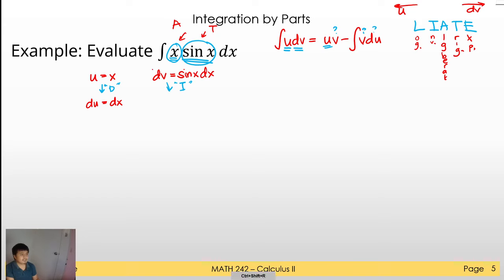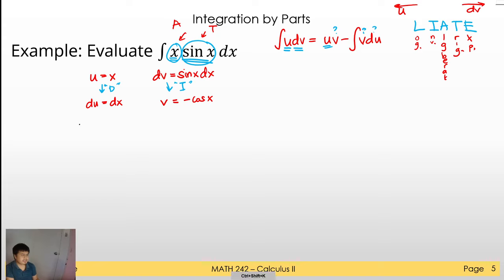And then for integration, we can integrate both sides, so that we will have v, and then equals to what? So we have here sine x. The integral of sine x is negative cosine x. Okay, so it should be plus c, right? But just to remember, we can just add this arbitrary constant later on if we have a final integral.